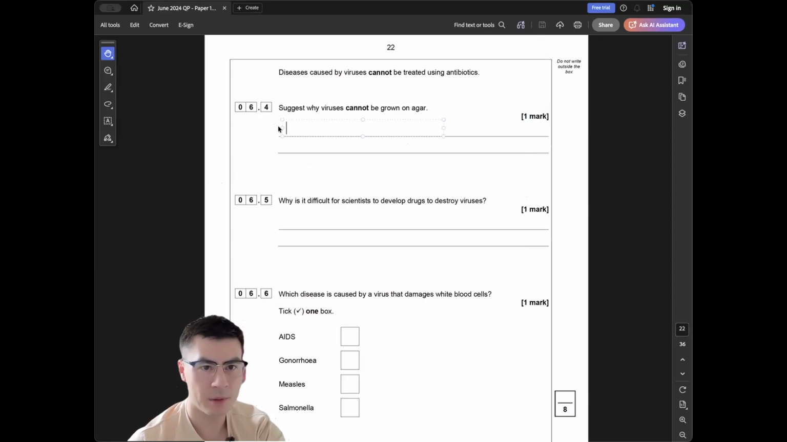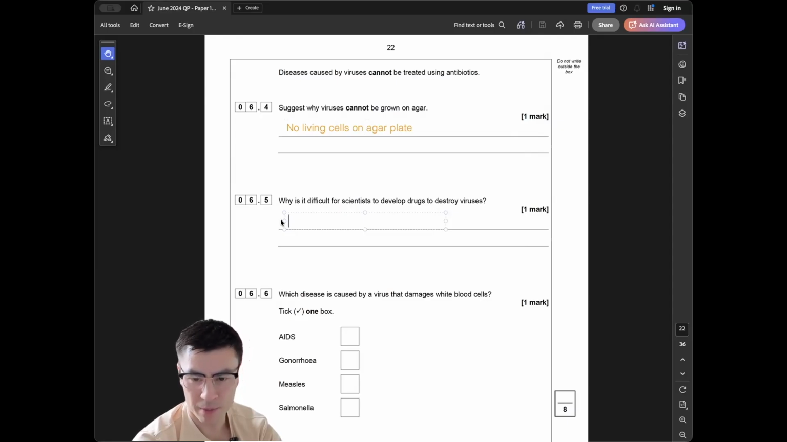俾佢 invade。OK，咁呢個係少少 link 住 6.4。OK, 6.5. Why is it difficult for scientists to develop drugs to destroy viruses? 你記得個 virus 會喺個 living cell 嗰度，咁你如果要 destroy 個 virus，即係要 destroy 個 living cell，即係你要用個 drugs 嚟 damage 你個 living cell，咁就唔係咁好啦。咁呢個就係個 reason 啦。Question 6.6.